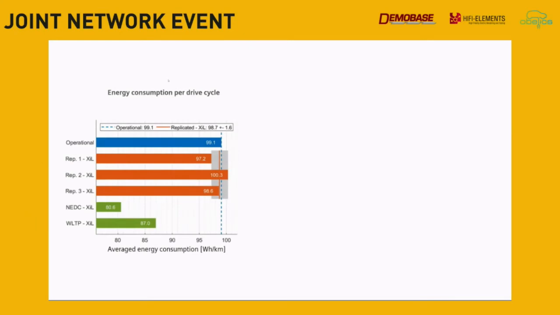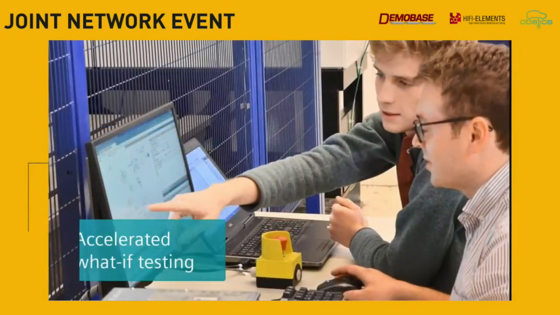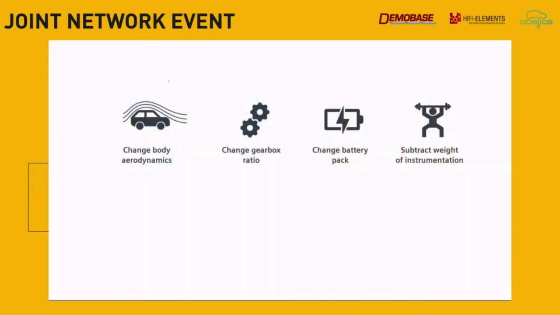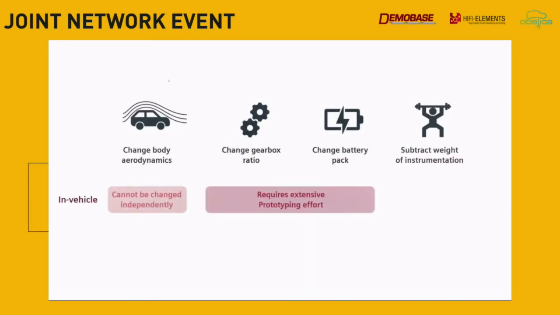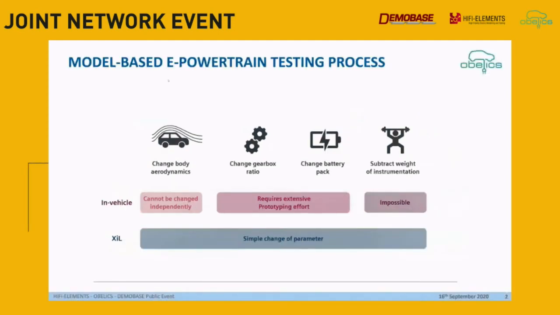We get a good correlation between the operational measurements and the repeatable XIL tests. The error is very small. And that allows us to perform some what-if scenarios. So you can change the body to have an influence on the aerodynamics, change the gear ratio, change the battery, subtract weights. And that's possible in the simulation model, which is running in parallel with real components without making a lot of new prototypes, real prototypes.